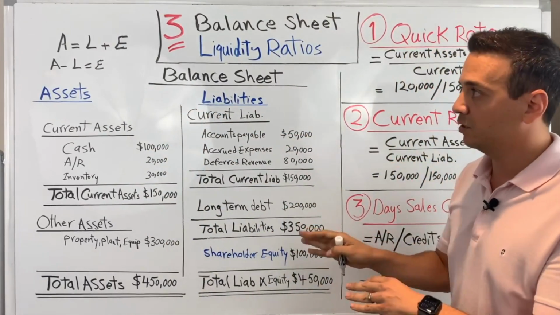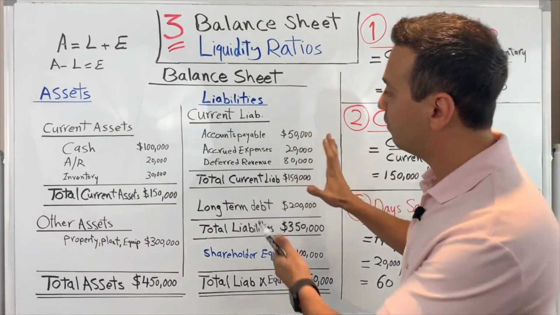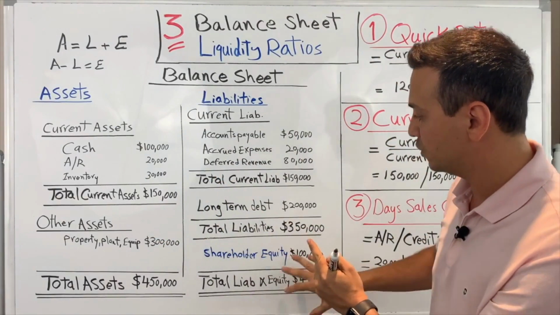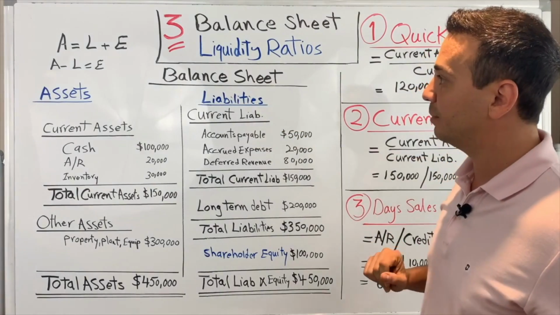That's the same concept with a company. If you pay off all of your liabilities using your assets, what's going to be left over is your shareholders equity. And that's the basic concept of the balancing of the balance sheet.